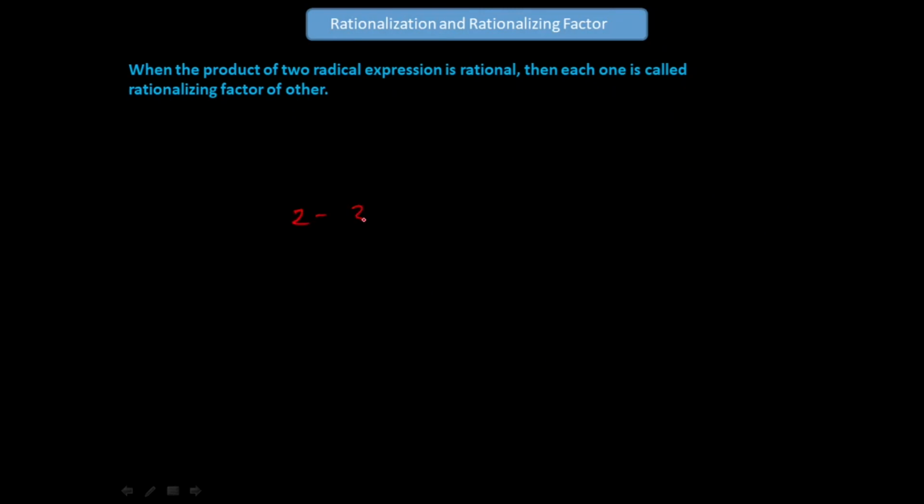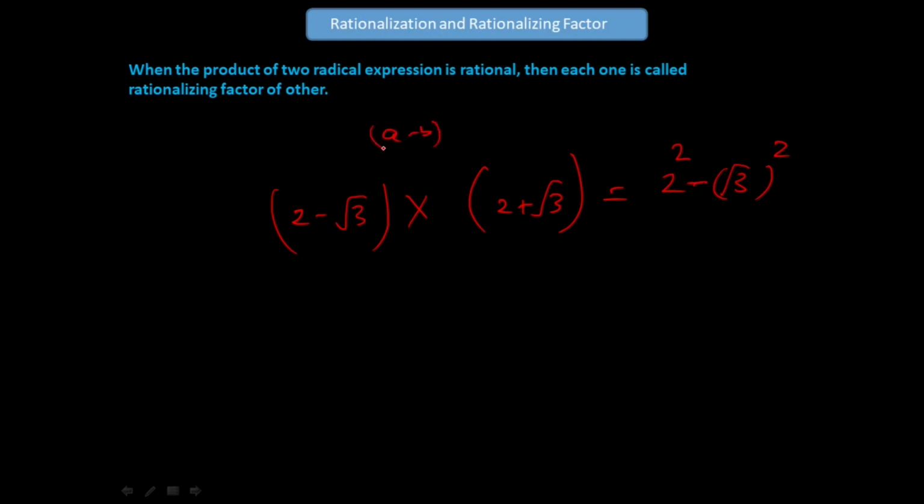If I take 2 minus root 3, 2 plus root 3. Can I say this is the rationalizing factor of that? Yes, because if I multiply them together, I will be getting 2 square minus under root 3 square. How did I get that? The same identity I told you earlier. A minus b times a plus b is nothing but a squared minus b squared. This is 4 minus 3, which means 1. That is a rational number.